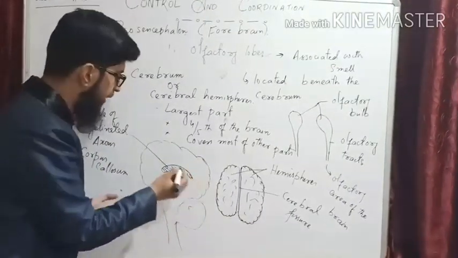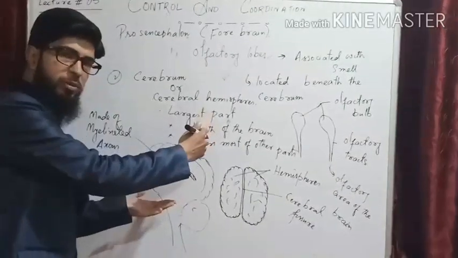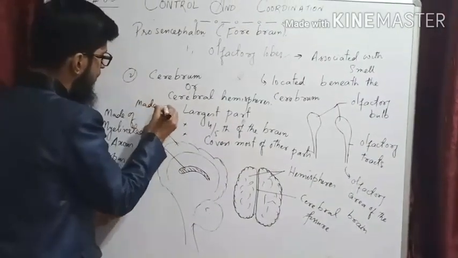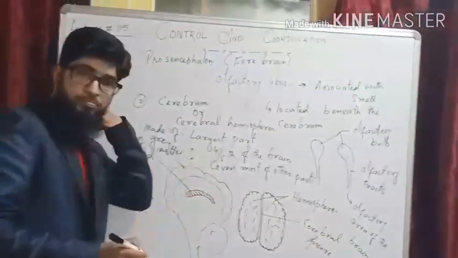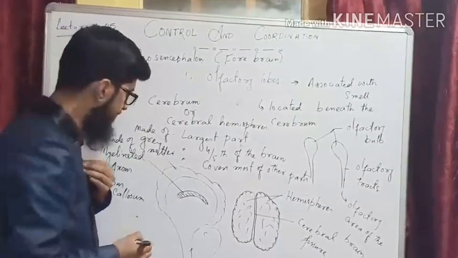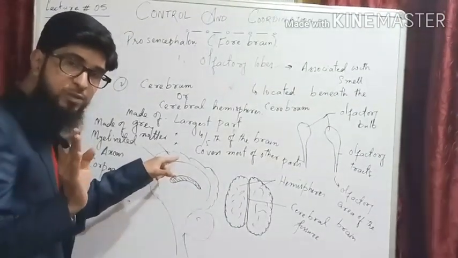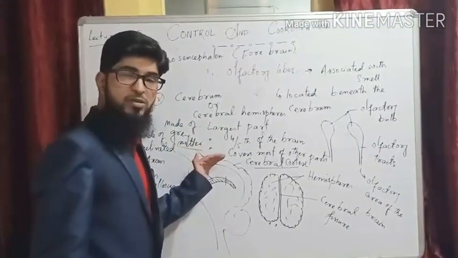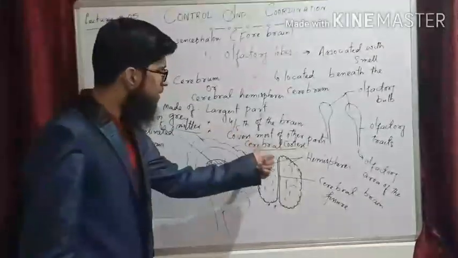Let me talk about one more important thing, that the outer regions of the cerebrum, or I can say the surface of the cerebrum, is made of gray matter. Remember that we have talked about the gray matter when we talked about the parts of the nervous system. Gray matter is the part of the brain which is made of only non-myelinated axons, and the cell bodies are cytons. So the surface of the cerebrum is made of gray matter, and it's called the cerebral cortex.